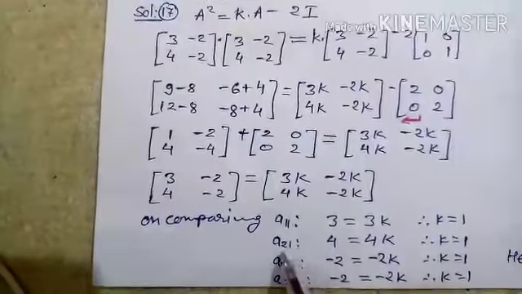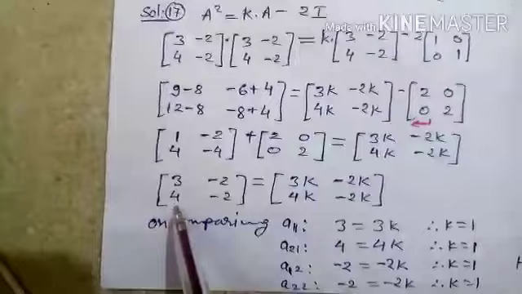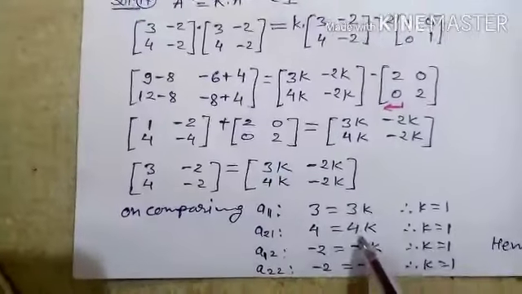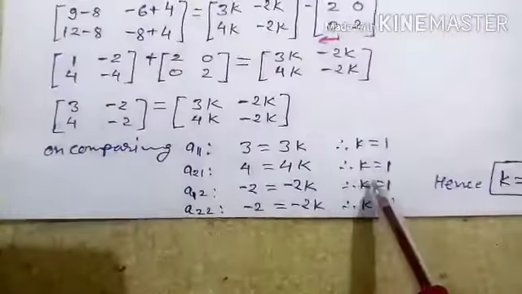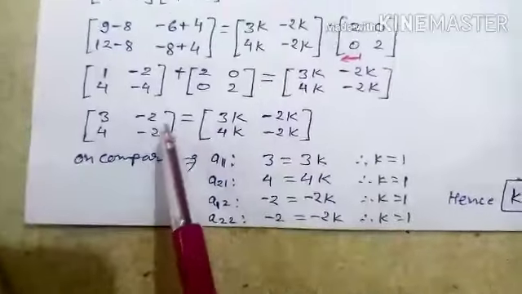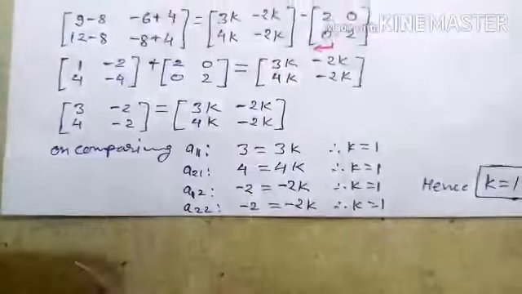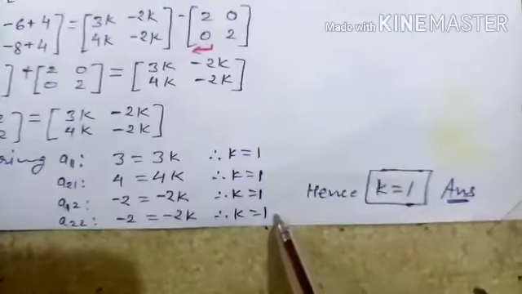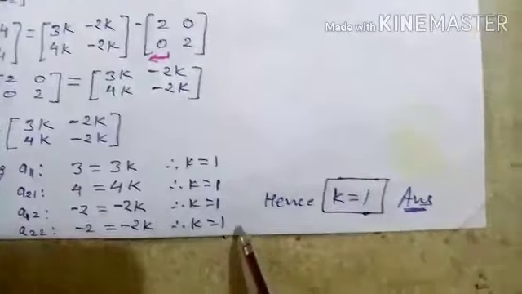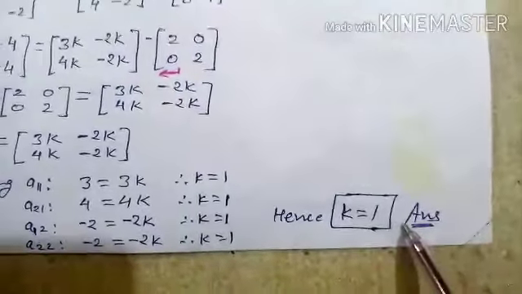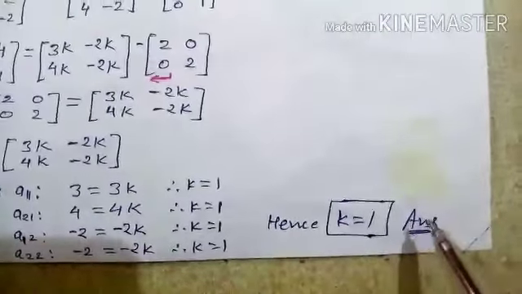Second element, 2, 1. Second row, first, this is 4. 4 is equal to 4K. Once again, 4 and 4 cancel out. So K is equal to 1. This one also, minus 2 is equal to minus 2K. So when we compare all the elements, you will get the same value of K, that is K is equal to 1. Hence complete the proof, because we have to find the value of K.